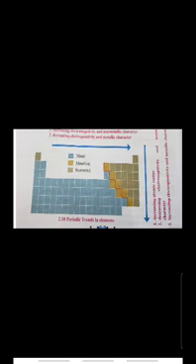While going down a group, the atomic size goes on increasing. This is because while going down a group, a new shell is added. Therefore, the distance between the outermost electron and the nucleus goes on increasing. As a result of this, the atomic size increases in spite of the increased nuclear charge.